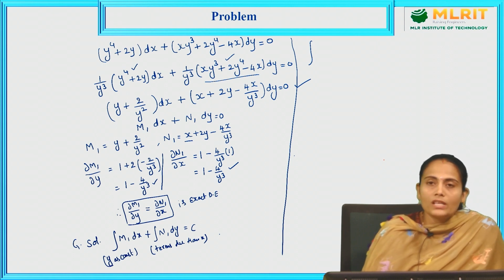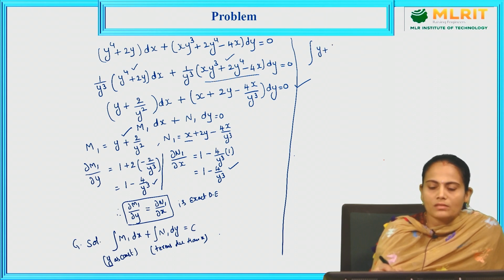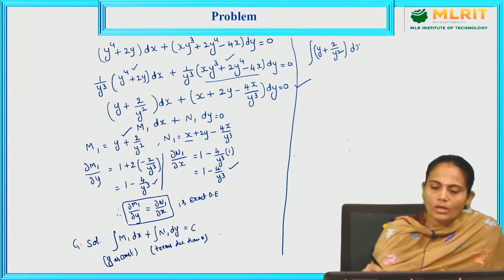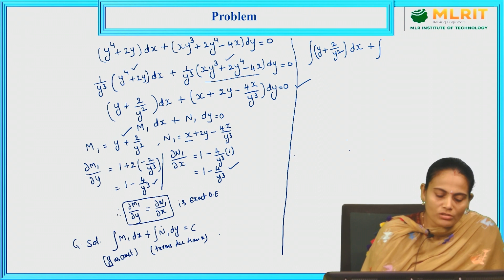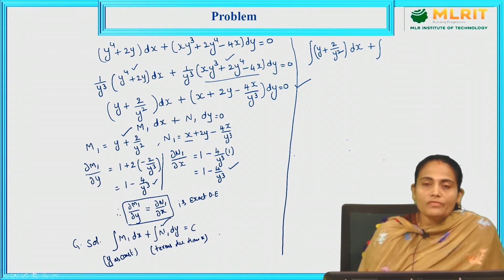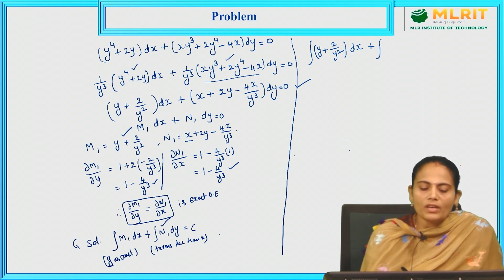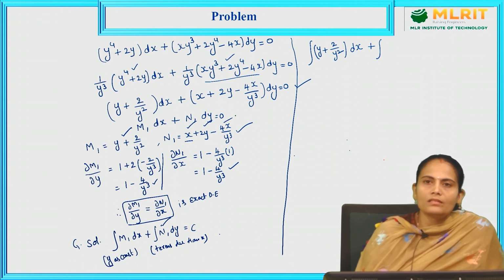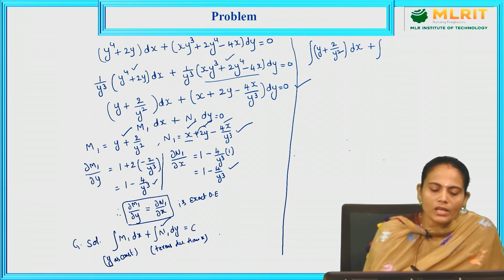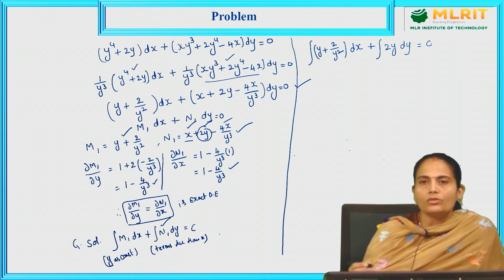Integral, what is the M1 here? This is the function M1. So integral (y plus 2 by y square) dx plus integral N1 dy. So what is the condition we have on N1? Only the terms which do not contain x we have to take. So what is the N1 function we have here? x plus 2y minus 4x by y cube. In this N1, which of the terms do we have to take? Only 2y, right? So integral 2y dy is equal to c.